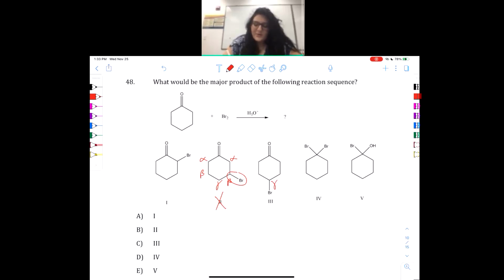We also know that this bromine is on the gamma position, so we can get rid of that. What about 4 and 5? Why are those ones absolutely so silly?